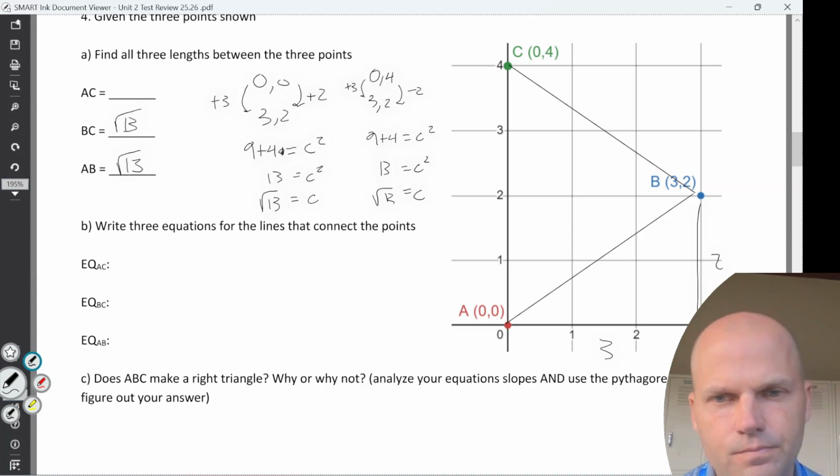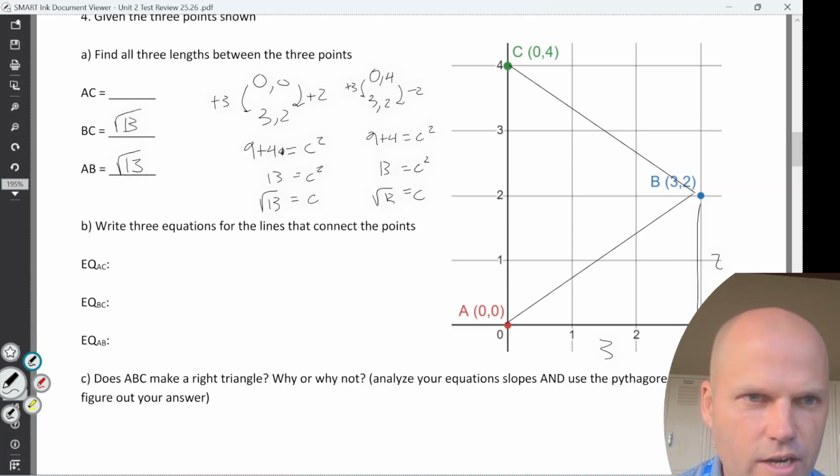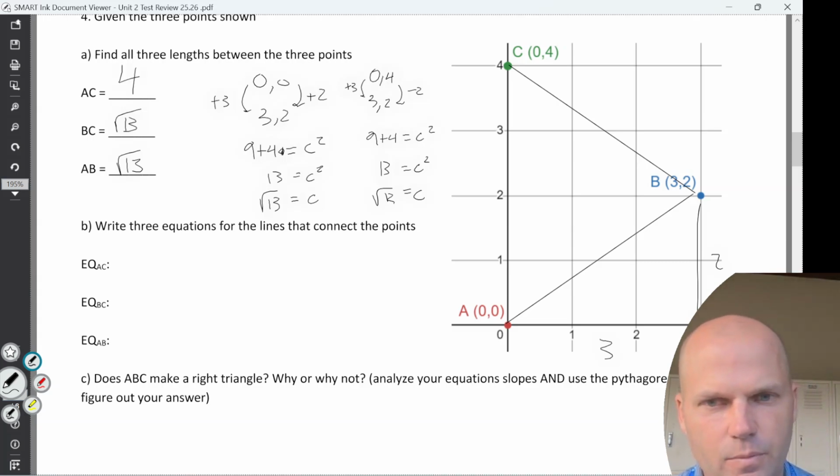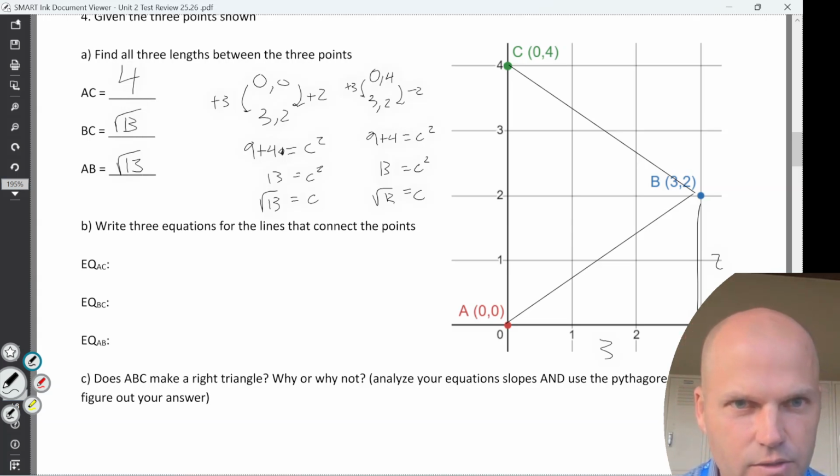BC is root 13. And from (0, 0) to (0, 4), that's an easy one. We go straight up 4, we don't need the Pythagorean theorem. We just get that. All right, cool. So we get this right triangle.